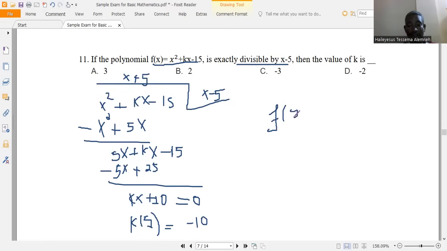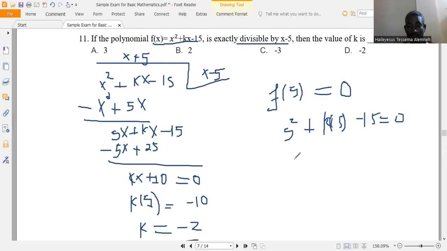Using the remainder theorem, we can check this. f of 5 is equal to what? Since it is exactly divisible, f of 5 is 0. So 5 squared plus k times 5 minus 15 is equal to 0.